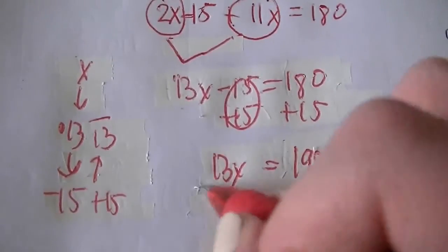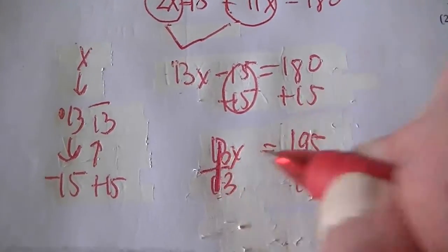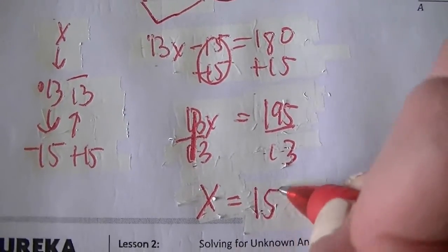Now let's go back up. The inverse operation of times by 13 is to divide by 13, so that's what you're going to do to both sides of that equal sign. 13 divided by 13 is 1. 1 times x is 1x, or x. 195 divided by 13 is 15, okay?